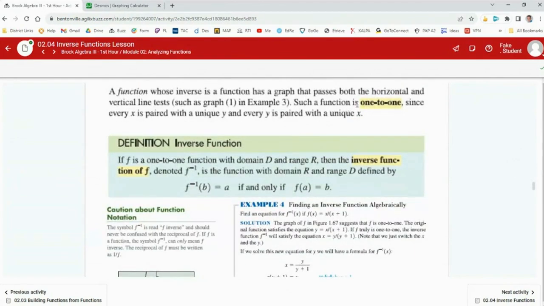One-to-one. A function is one-to-one. And what that means is every x only has one y, and every y only has one x. We've talked about a function where every x only has one y. This is talking about an extra thing, one-to-one. One-to-one means also that every y only has one x. So it's important to know what the definition of a one-to-one function is. Every x only has one y, every y only has one x.